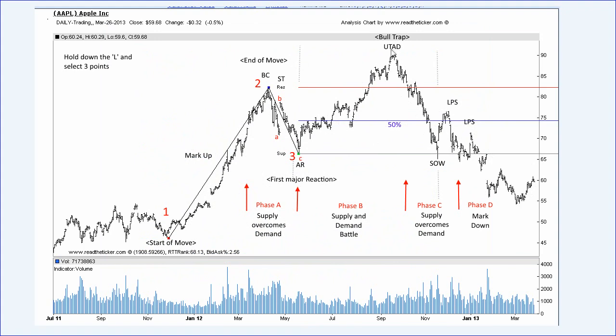Here we have a bull trap or upthrust after distribution, and it collapsed back down, sign of weakness, last point of support, and obviously it collapsed after that and went down to about 45 if I remember correctly.